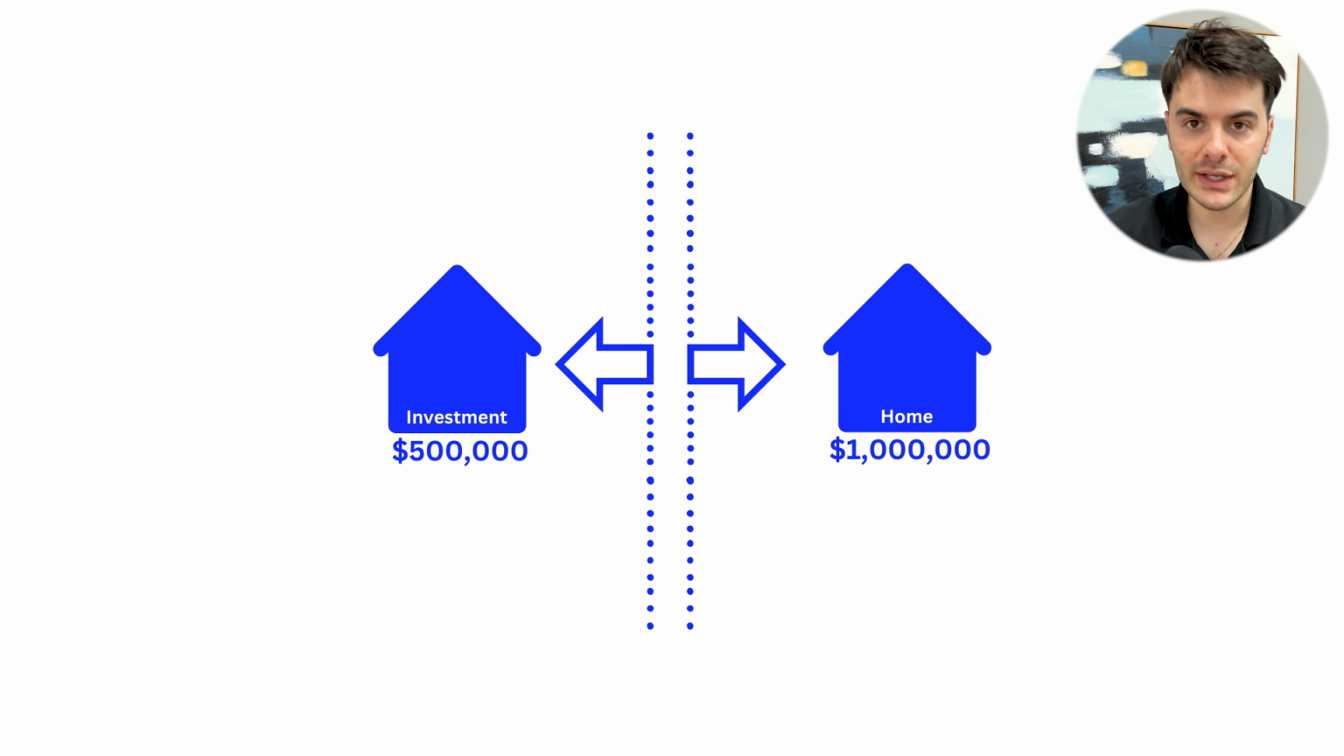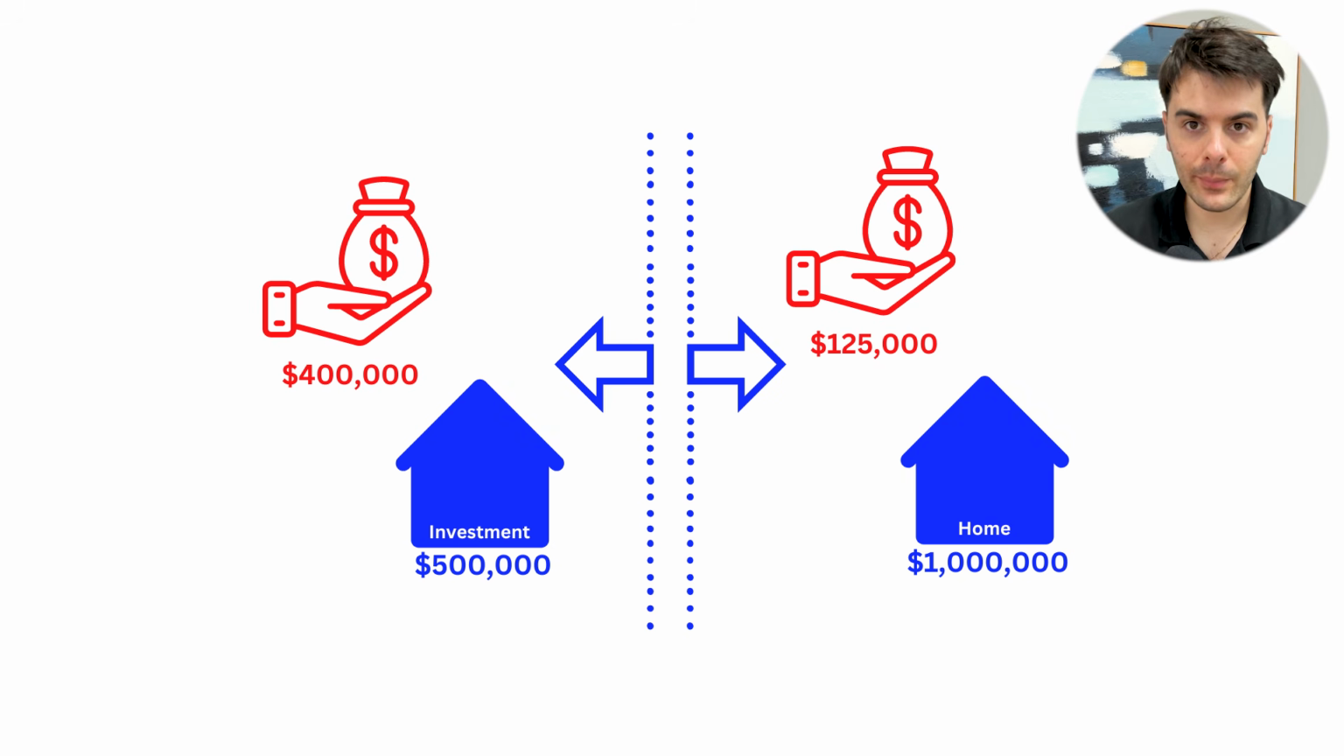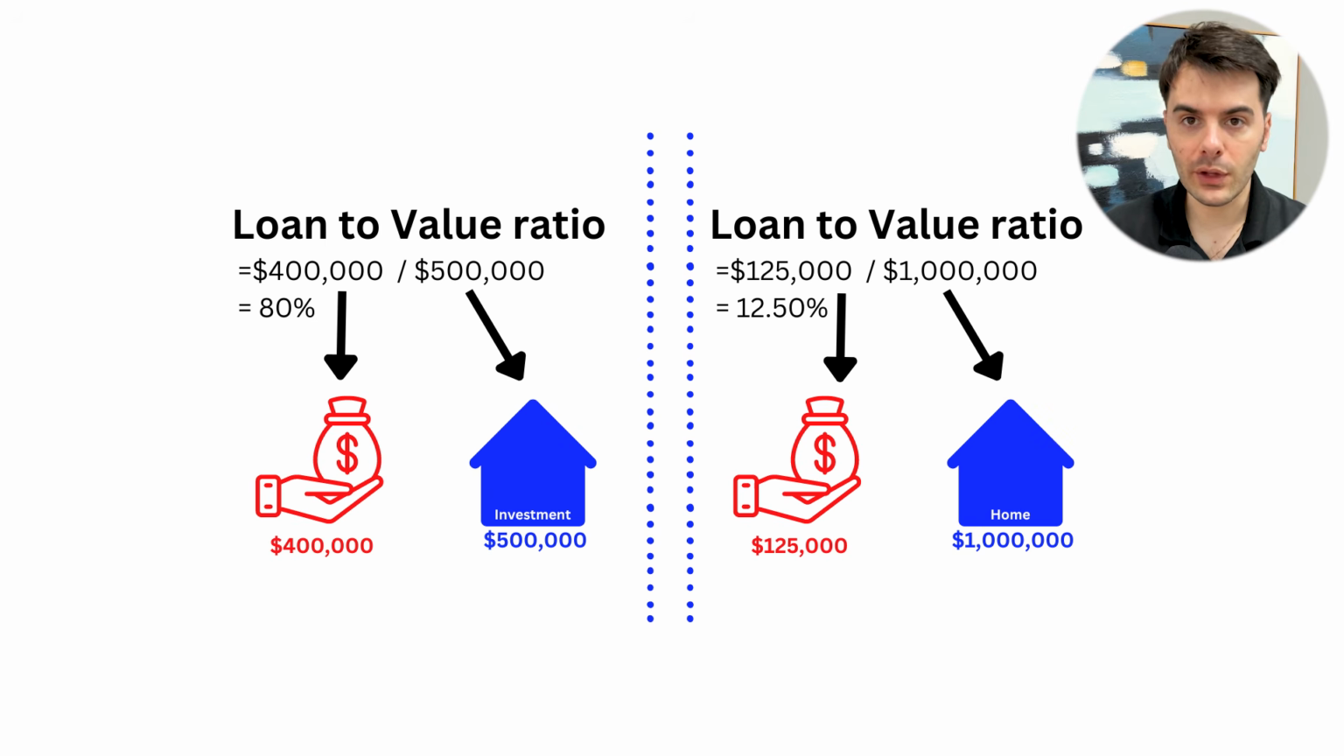Unlike cross-collateralization, where a loan is secured by multiple properties, standalone securities focus on securing loans with single properties. Let's use a previous example to illustrate this. In this scenario, you would instead need to have two loans. The first loan is $400,000 and that's secured against the investment property valued at $500,000. This loan represents 80% of the property's value, and by doing so allows us to avoid paying mortgage insurance.